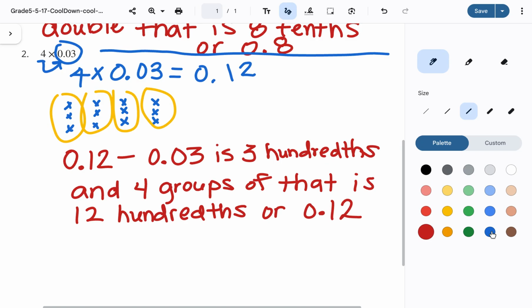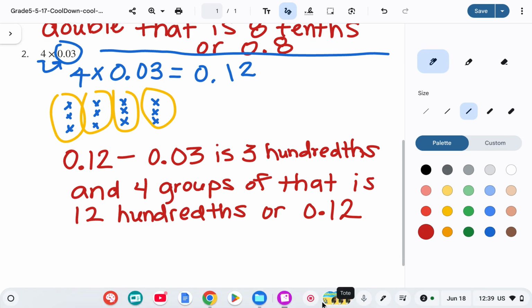All right, boys and girls, that finishes out our very first cool down on multiplying decimals. That finishes out lesson 17.